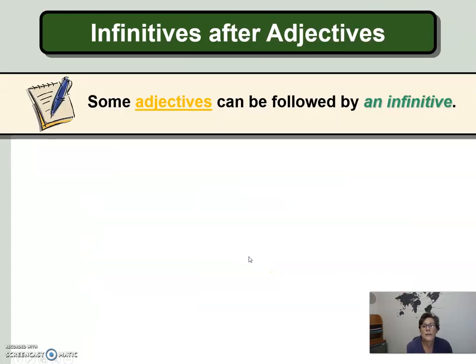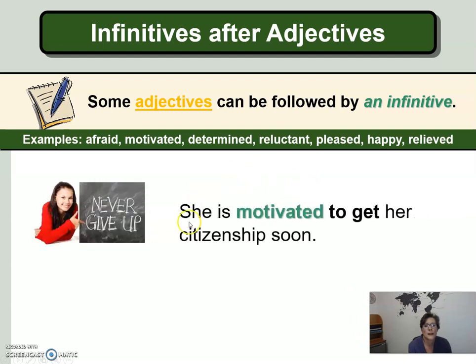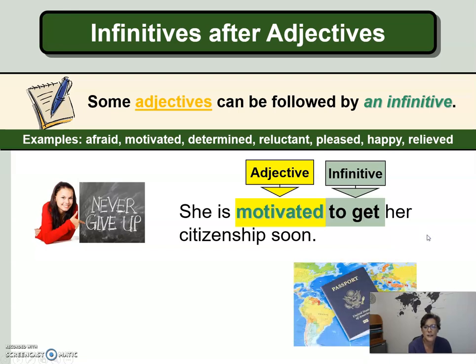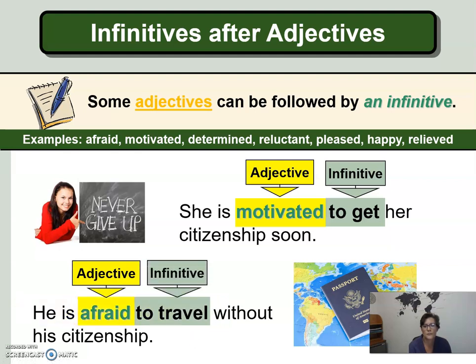All right, let's talk about infinitives after adjectives. Some adjectives can be followed by an infinitive. Here are some examples. She is motivated to get her citizenship soon. Here, motivated is the adjective and it is followed by an infinitive. In this case, he is afraid to travel without his citizenship. Notice the infinitive after the adjective afraid.